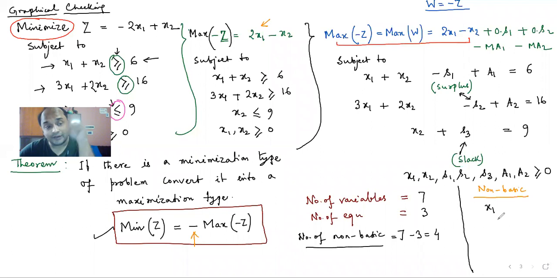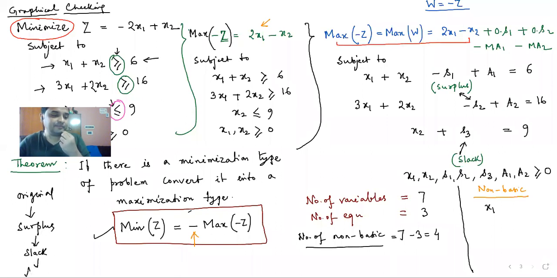Original, sorry. The rhyme is a little bit changed. Initially, I told you the rhyme in a wrong manner, so some sequence will change. Not original, slack, surplus, artificial. The pattern should be original, surplus, slack, artificial. Surplus will come first before slack, then artificial.